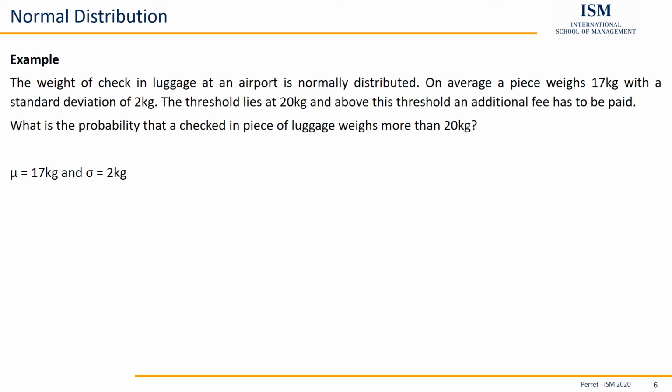So first off, we note that our mean is 17 kilograms, the standard deviation is 2 kilograms, and we are asked to calculate what is the probability that our random variable x is larger or equal to 20 kilograms. Well, larger or equal, that doesn't work with what we had here with the first formula on the previous slide. So we reformulate this to 1 minus, and then x is smaller or equal to 20.